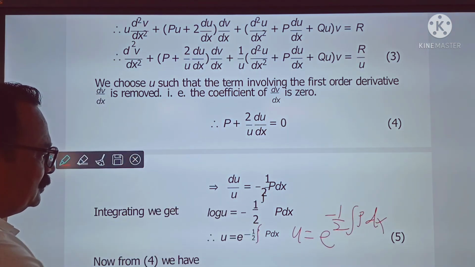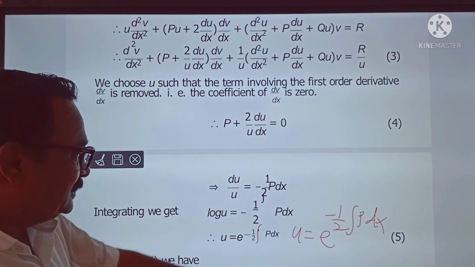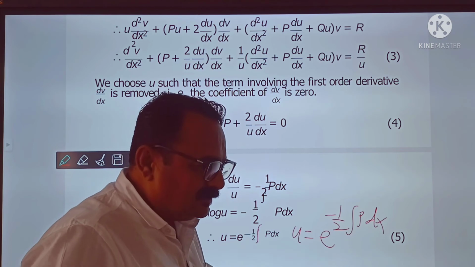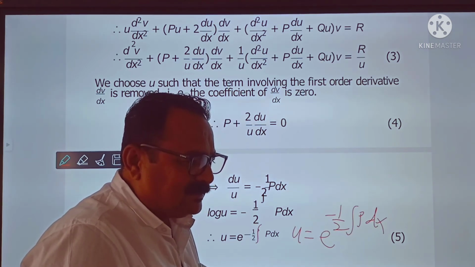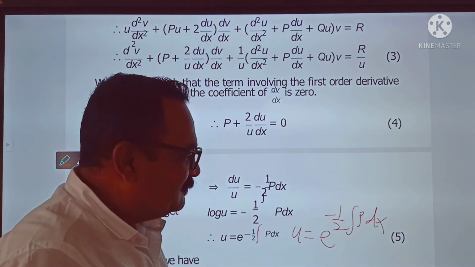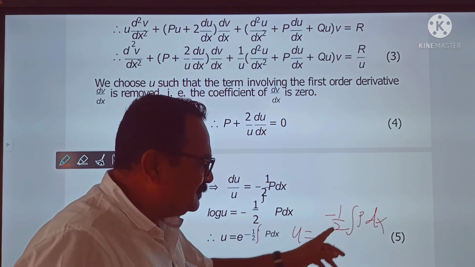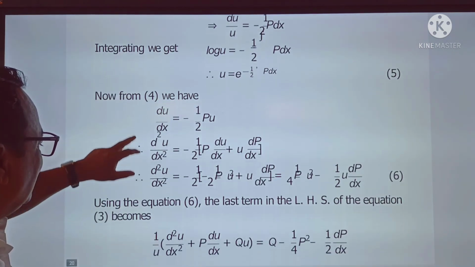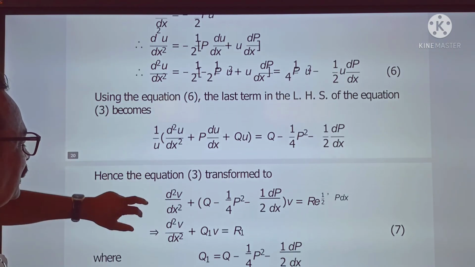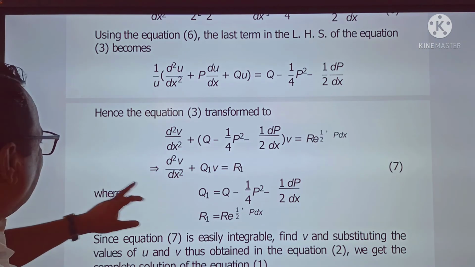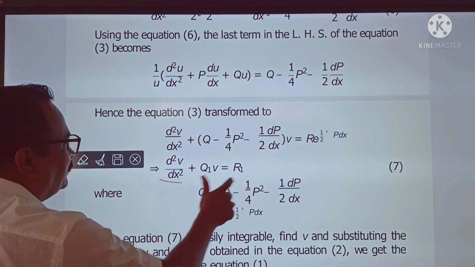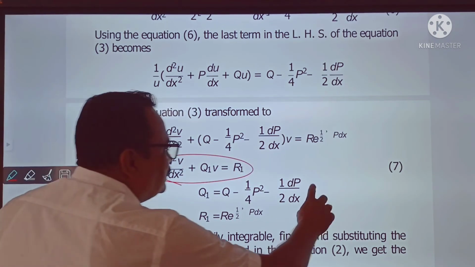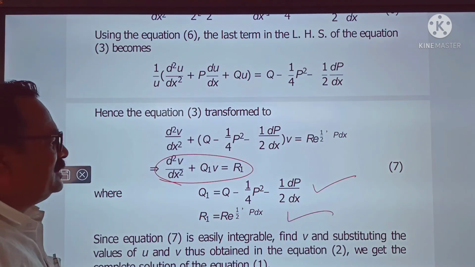So the value of u is also an MCQ question in the method of change of dependent variable. The value of u is e raised to -1/2 integration of p dx. Using this value the given equation becomes d2v by dx square plus q1 into v is equal to r1. Important is what is q1 and what is r1.